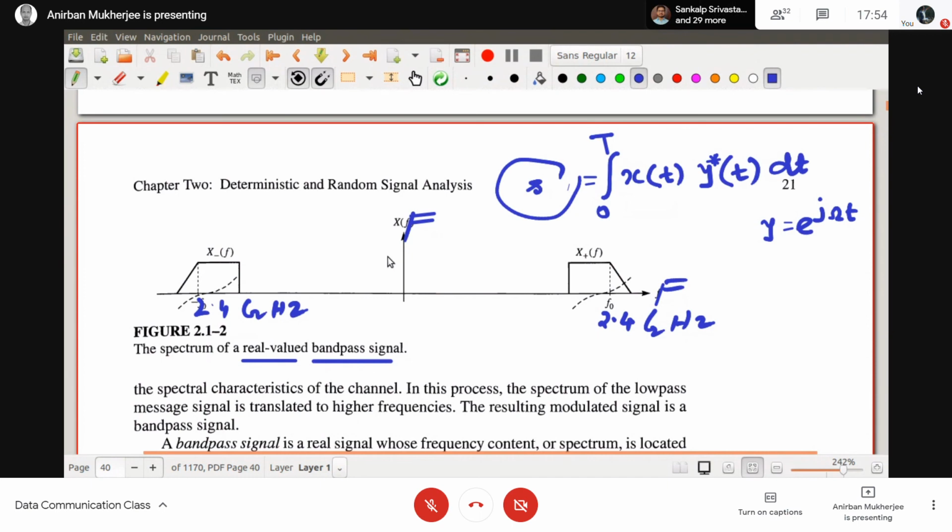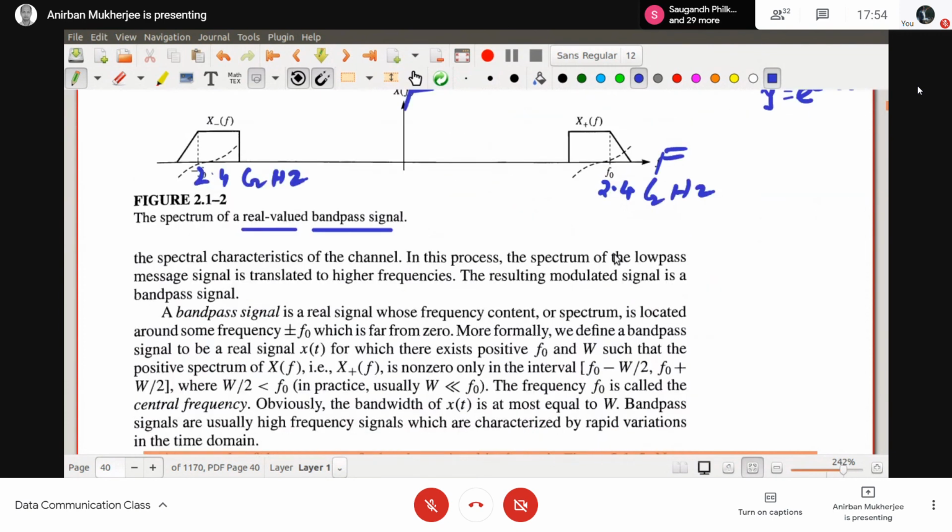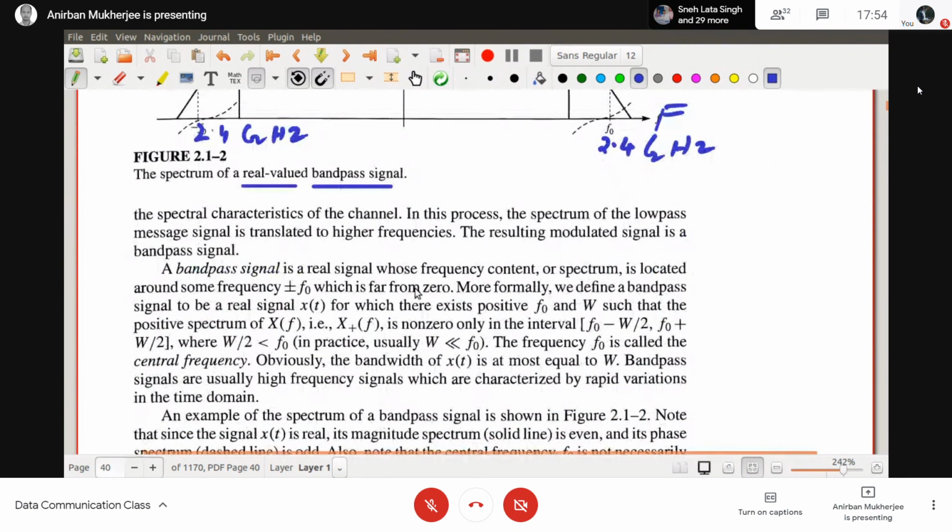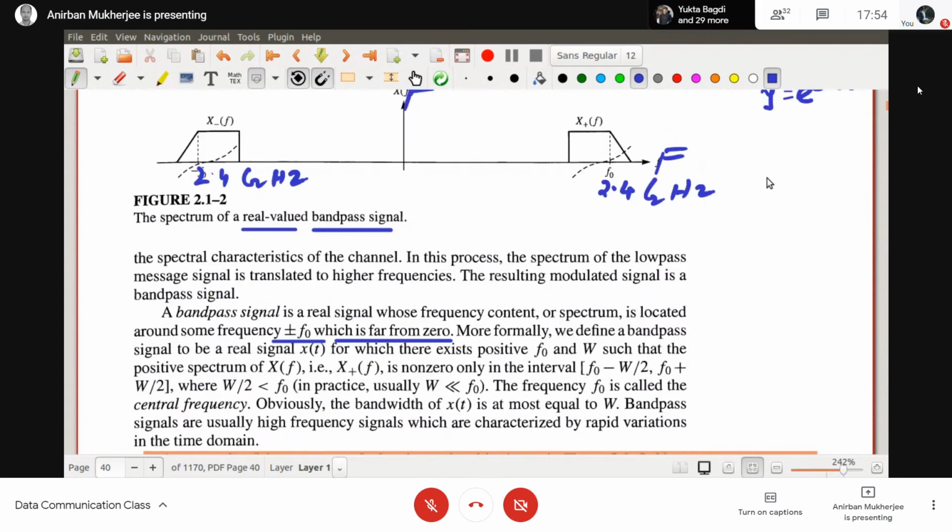Now, here a bandpass signal. Let us again come back to our original. That is a bandpass signal. It is a signal whose frequency content is located around some frequency capital F0, which is far from zero. And the bandwidth interval is F0 minus W by 2 to F0 plus W by 2. Now you see, this is quite important. Try to understand this one.